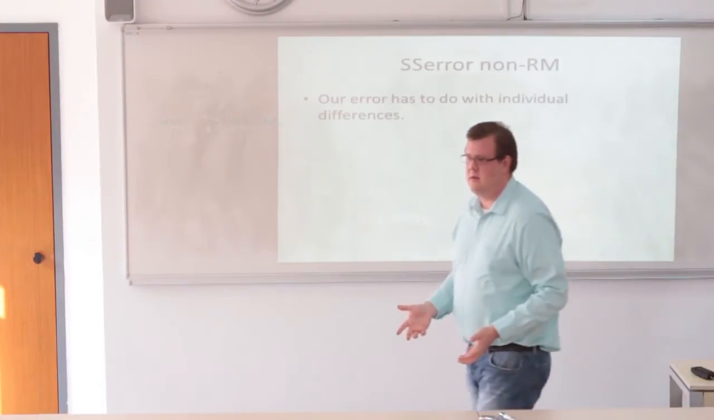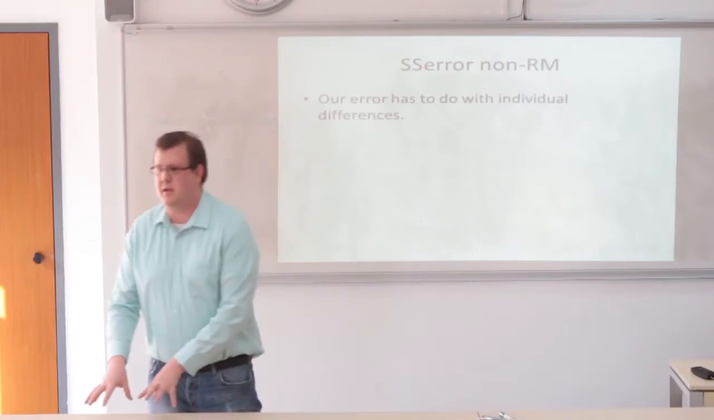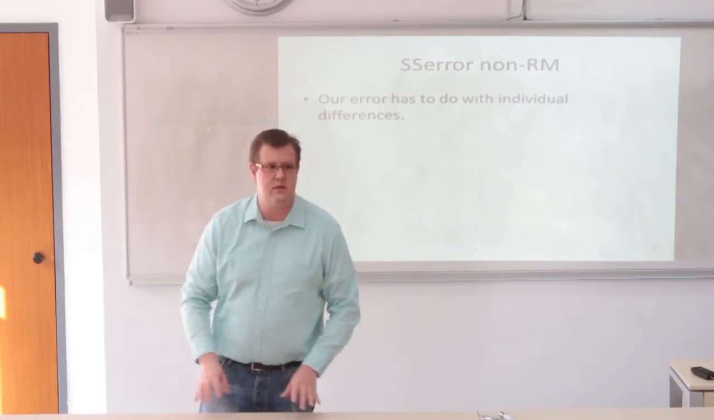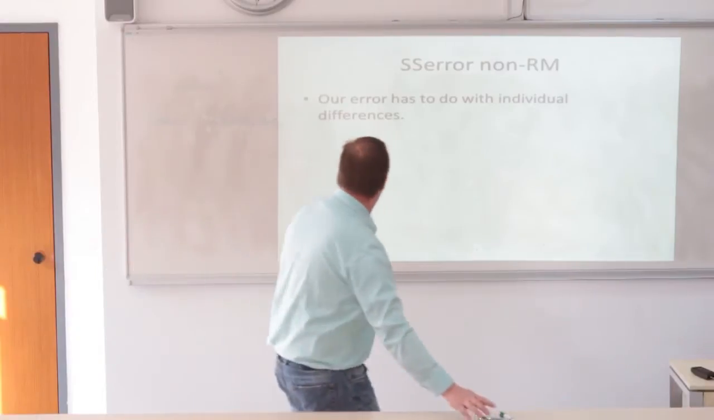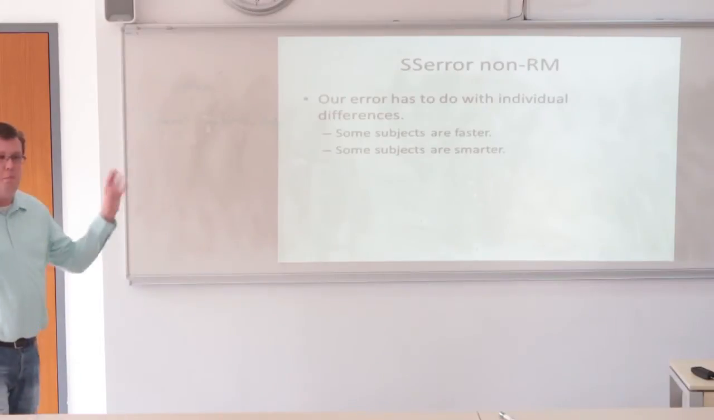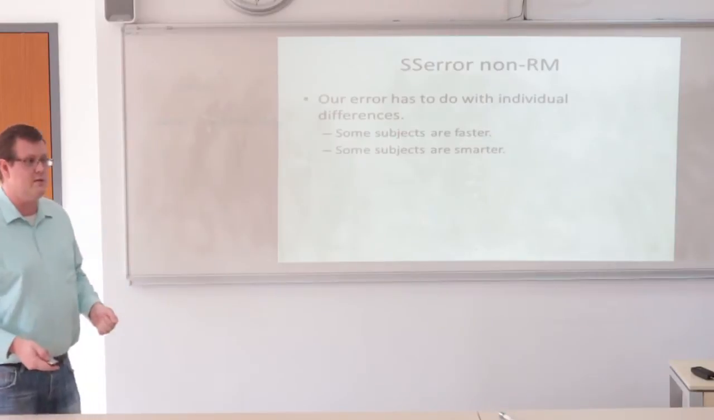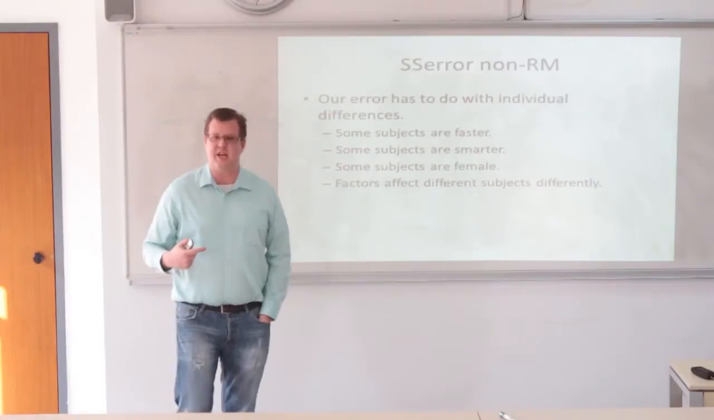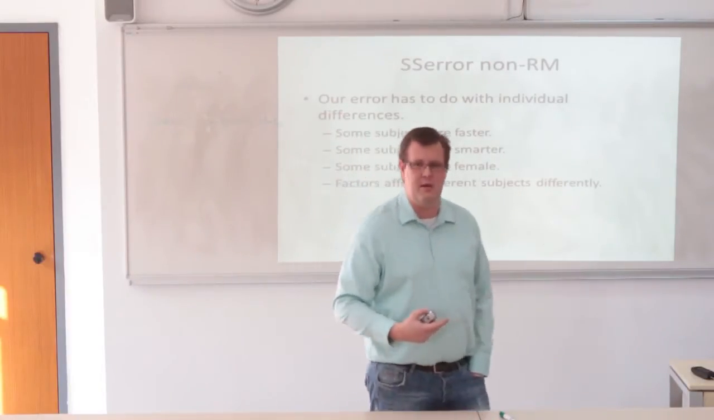Random things. Some people are smarter, some people are female, some people are more careful, some people come from high socioeconomic backgrounds, some people have four siblings, right? All of those individual differences go into error, right? So some subjects are faster, smarter, and so on. There's also something else. Some factors affect different subjects differently. Can anyone give me an example of this?